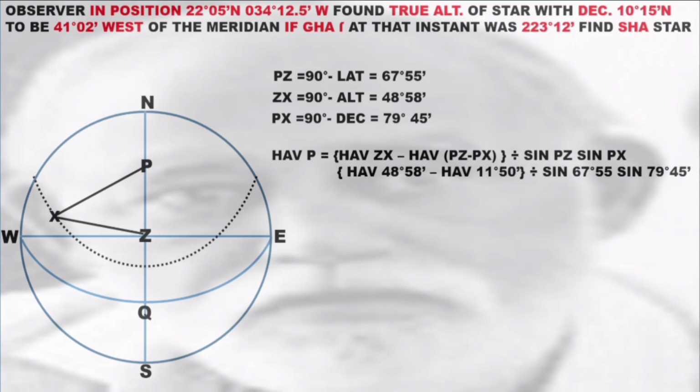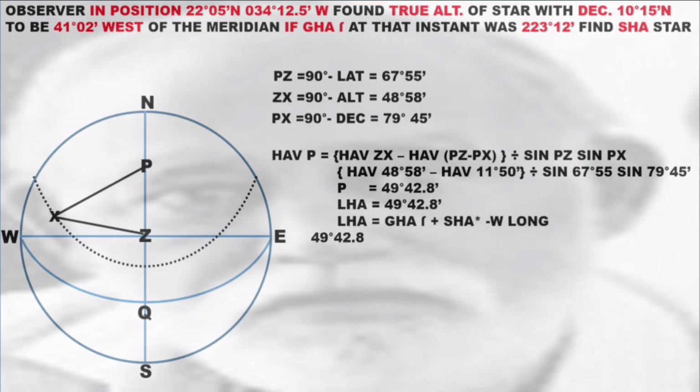Again, using your formula here. This angle is measured westerly, so that should be your LHA also. Just substituting the values here, and I get my SHA of the star.